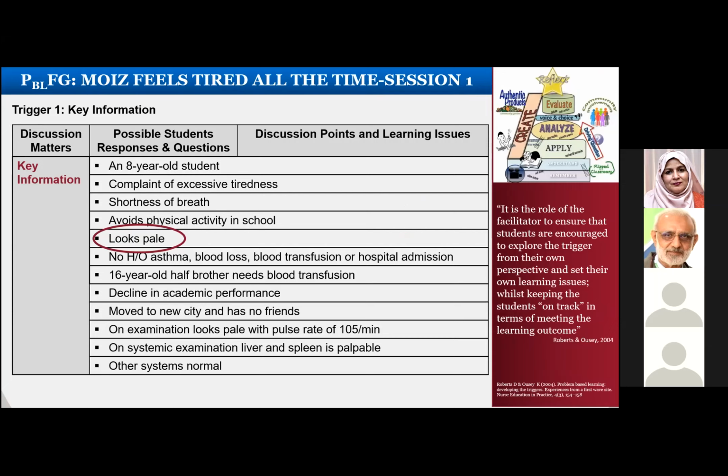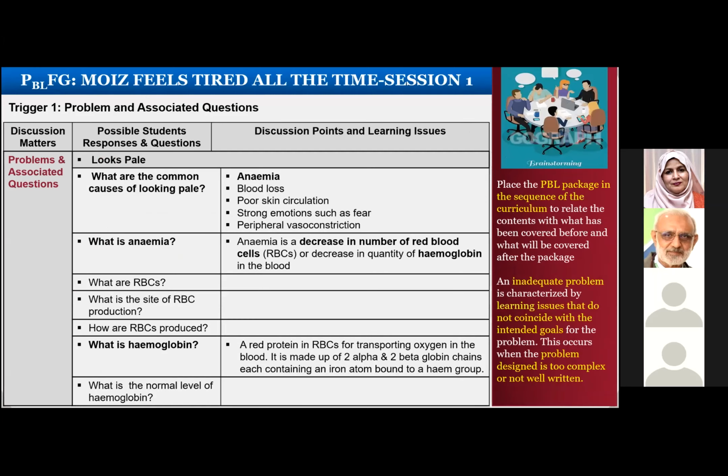Then the key information. In the key information, ask the student to read through the trigger line by line. If they don't read it line by line, they might miss a lot of information. So there's an 8-year-old student, complaint of this, looks pale, all those things, and other systems were normal. Up to the end of the trigger, the students have listed all the key information which has been provided there. Now they have to discuss each and every one of those key information separately.